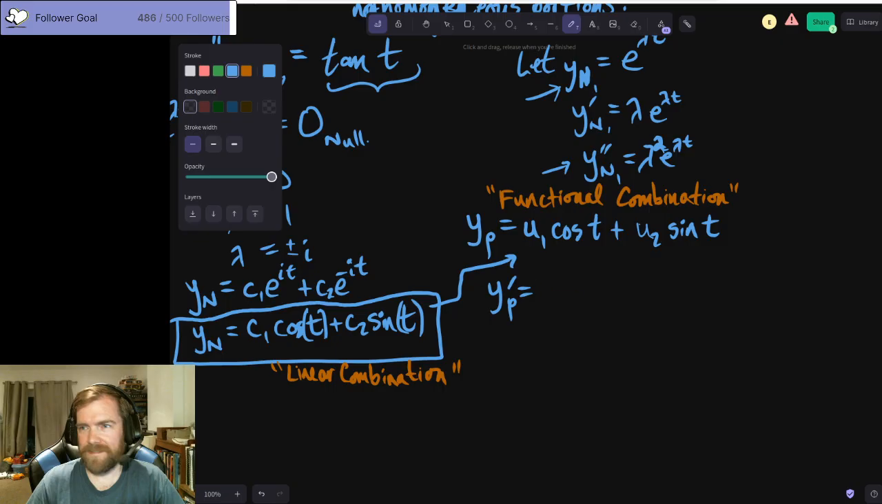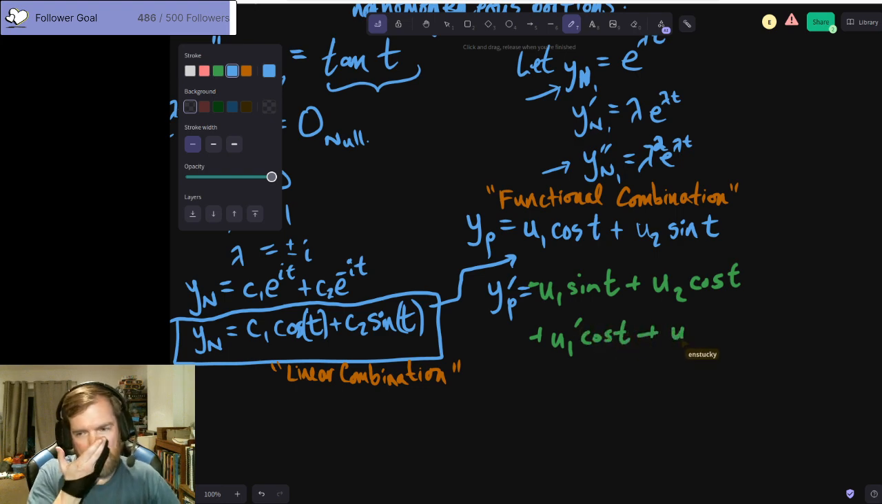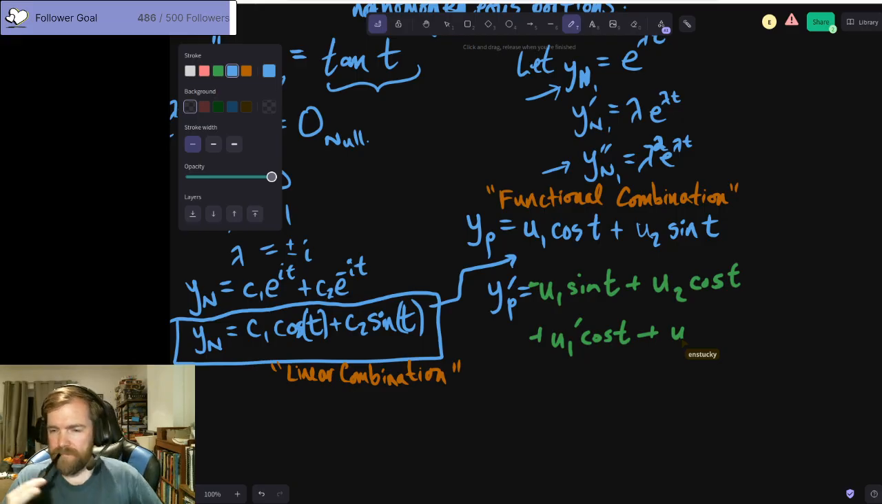So we're going to get u1 sine t plus u2 cos t, and I'm missing a sign somewhere. I'll fix it. Right there. And then u1 prime cos t plus u2 prime sine t.